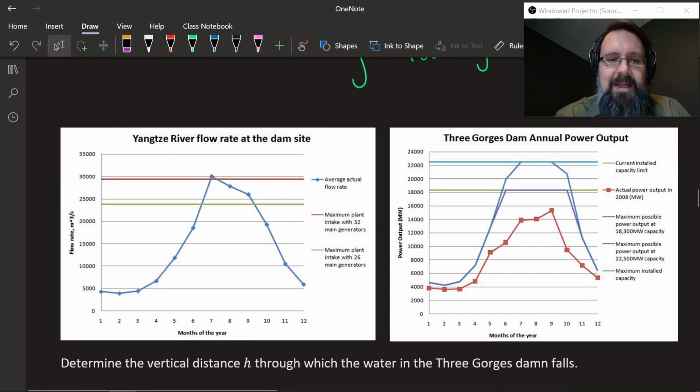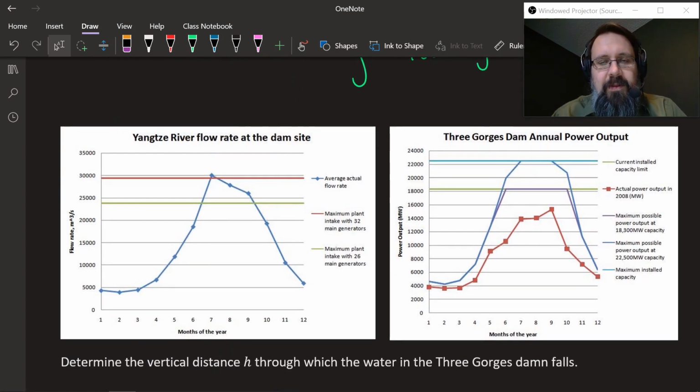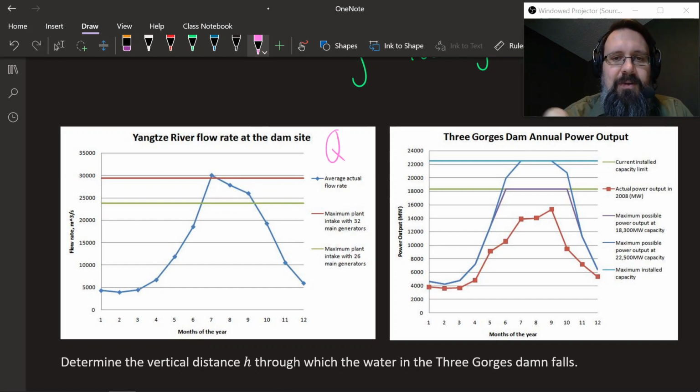All right, here's some data that I grabbed off Wikipedia for the Three Gorges Dam. On the left, we have the flow rate at the dam site, which is going to give us our Q value. And over here is the power output. The flow rate is for the Yangtze River, I'm probably pronouncing that wrong, which is the river that feeds into the dam, or that the dam is blocking.